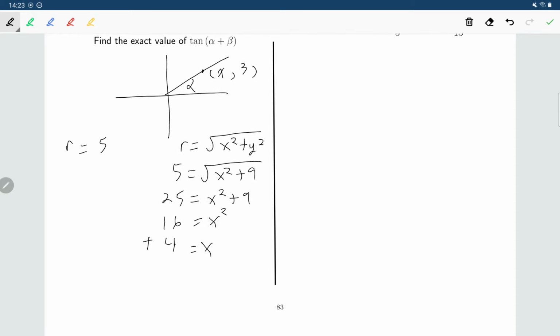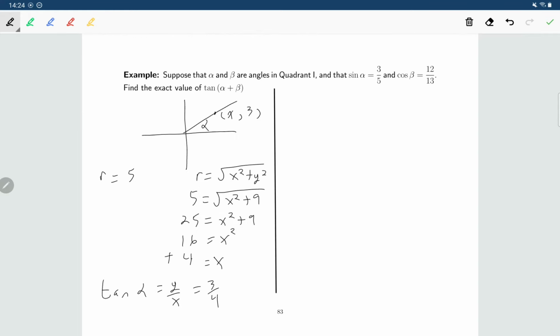And once we have the value for x, we can now say what tangent is. That tangent of alpha should be y over x, which is 3/4. And now I'm going to do the same thing, but for beta. Beta here, we have that it passes through a point in quadrant 1. Our angle's in quadrant 1.